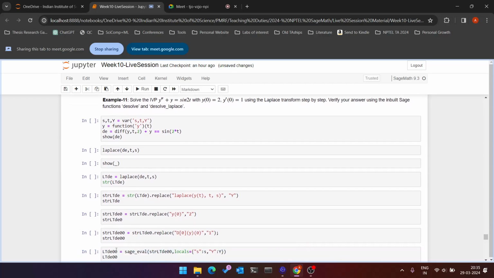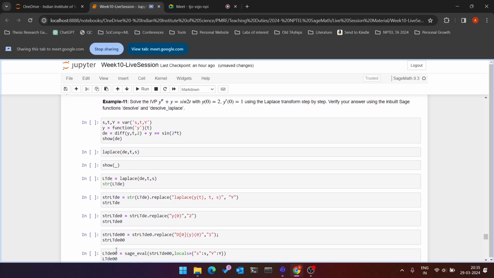We wish to solve the initial value problem y double dash plus y equals sine of 2t, with y equal to 0 and y dash equal to 0, using the Laplace transform step by step. And we'll be verifying our answer both using desolve and desolve_laplace.